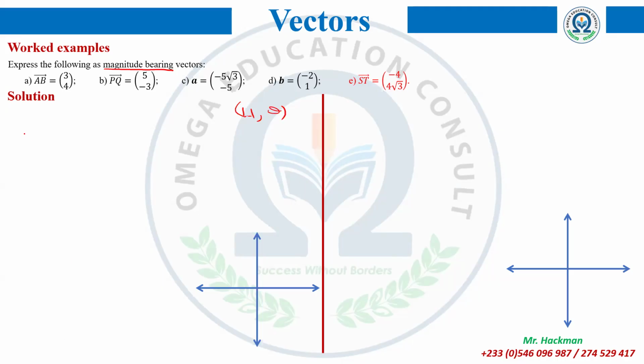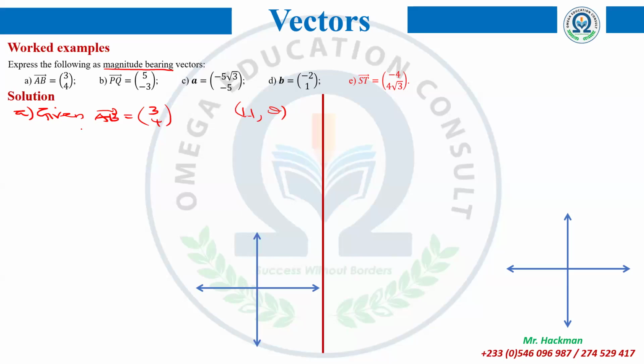So quickly, let's see. What are we given? You've underlined the salient part. We've been given the vector AB, which is equal to 3, 4. My professors, are you there? Yes, please. So we need the magnitude and the bearing.